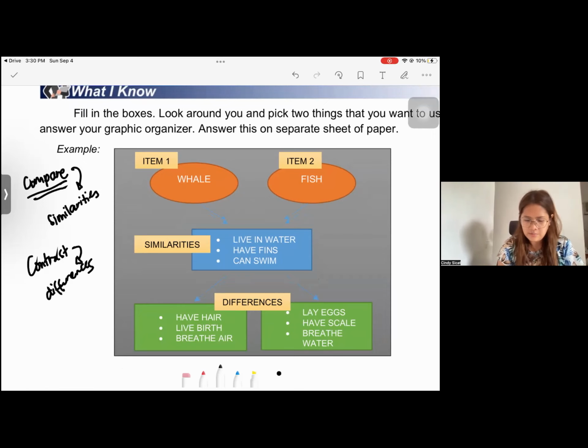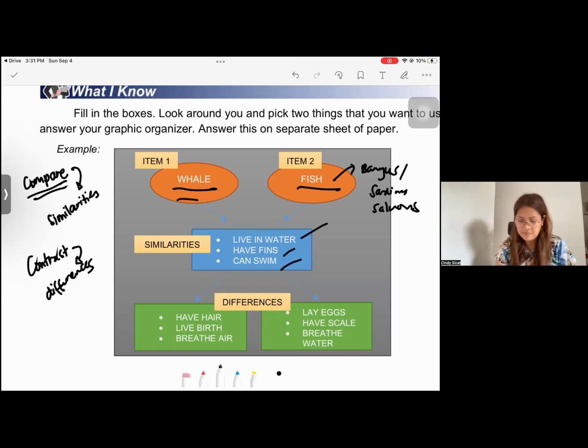We have a whale and a fish. This fish could be probably bangus if you want, or sardines if you wish, or salmon. Then we have the whale. The similarities that they have is that they live in water, they have fins, they can swim. But they have numerous differences.